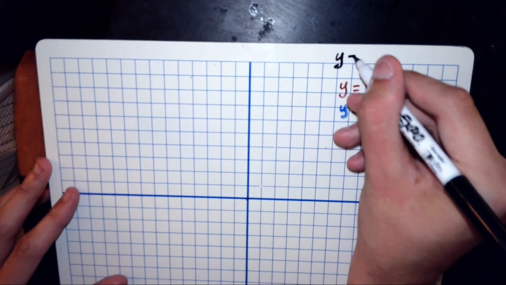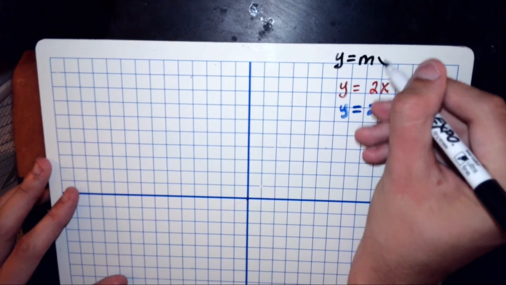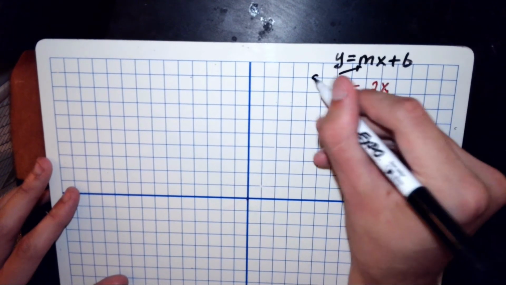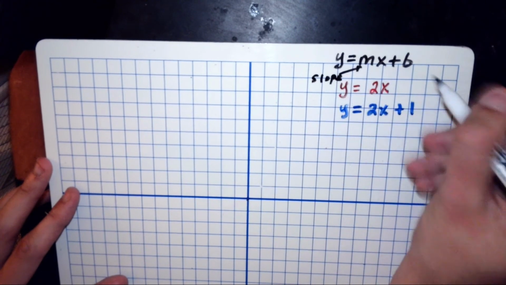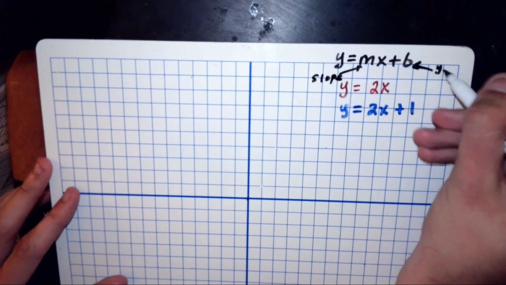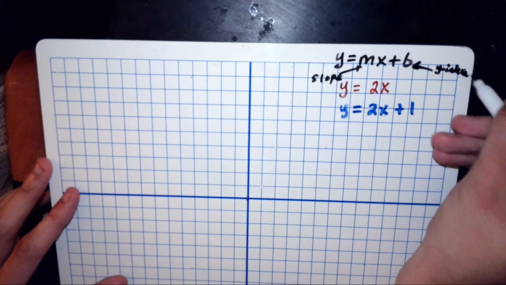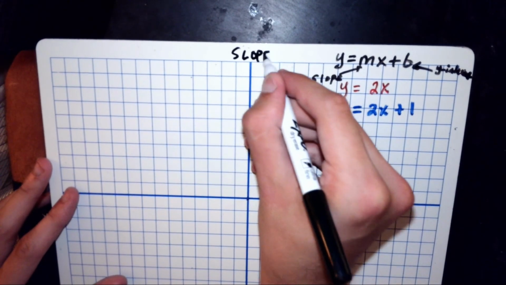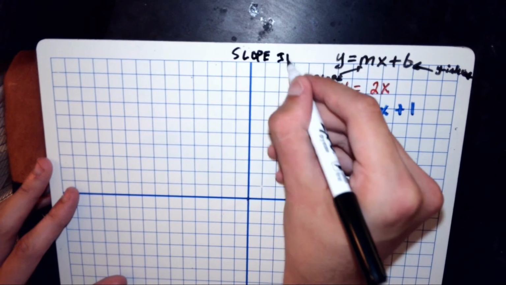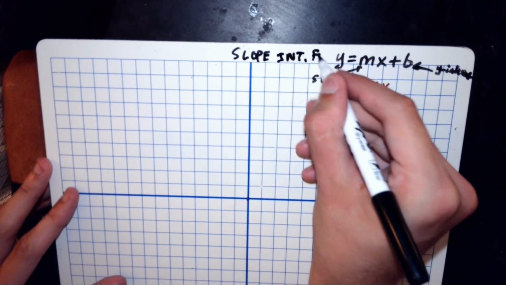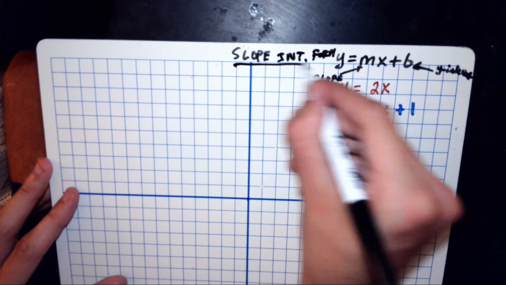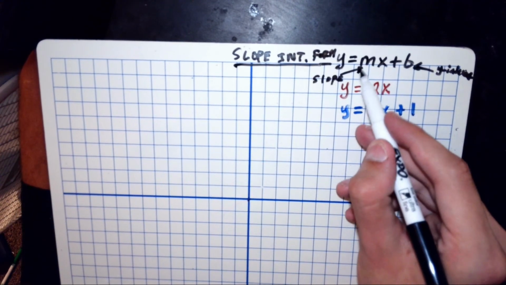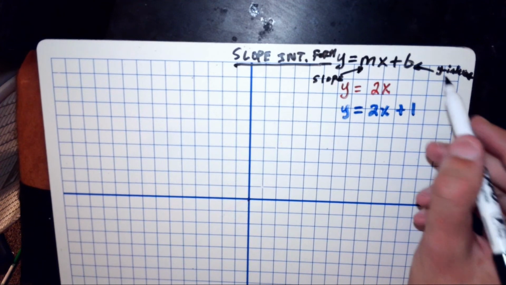So the slope-intercept form is y equals mx plus b, where m is the slope of the line, b is the y-intercept. So yeah, this is the slope-intercept form of a line. So slope-intercept form is y equals mx plus b, where m is the slope, b is the y-intercept.